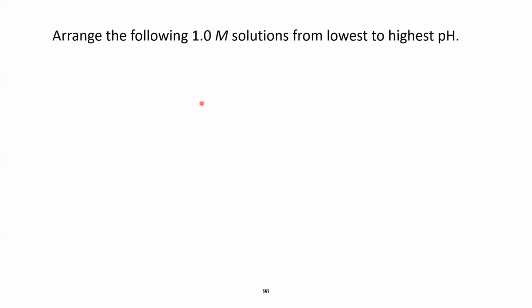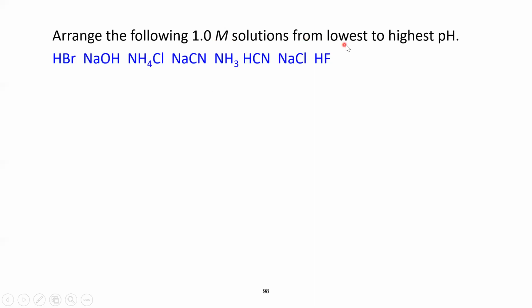All right. So now we're not really going to do so much math. We're just going to look at relationships. We want to arrange the following 1 molar solutions from lowest to highest pH. So think about that. Lowest pH means it has the highest hydrogen ion or hydronium ion concentration. It's the most acidic. Highest pH means it has the lowest hydronium ion concentration or the highest hydroxide ion concentration. So it's basic. So let's just look at these generally first.